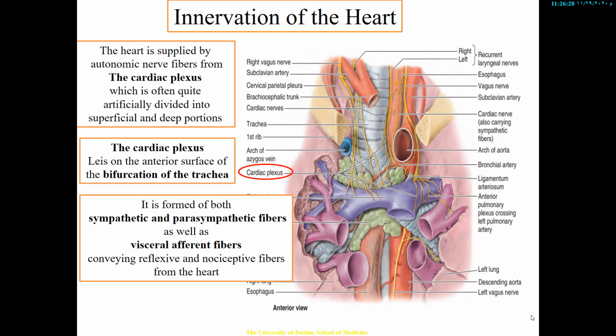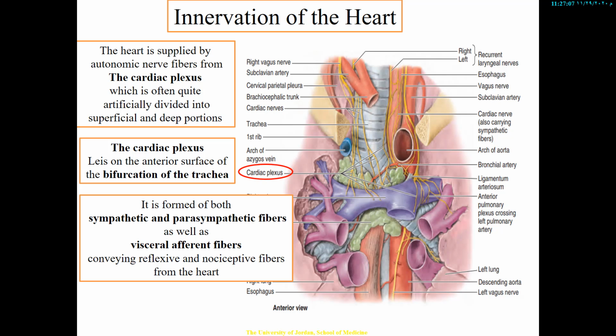Innervation of the heart. As you know, the heart is an internal organ, and therefore its nerve supply comes from the autonomic nervous system. The parasympathetic would be represented by the vagus nerve, and of course the sympathetic coming from the sympathetic trunk. And all these nerves would form plexuses. In the heart's case, it would be the cardiac plexus.